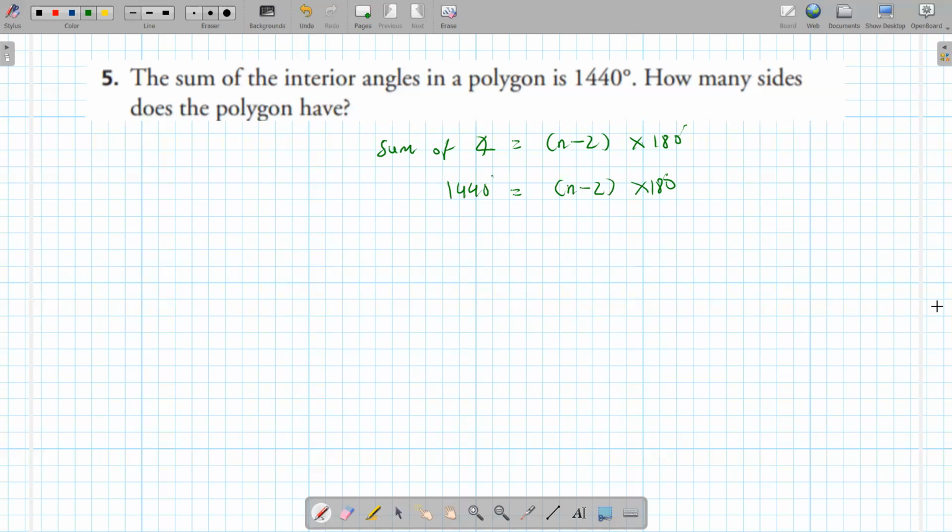So 1440 divided by 180, that's 8. So 8 equals n minus 2. And now what do you do? You add 2? Yes, so n is going to be 8 plus 2, n is 10. So this polygon had 10 sides.